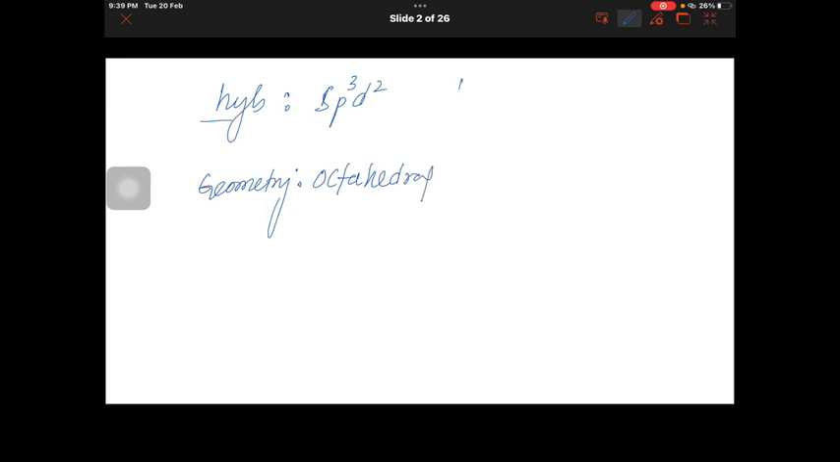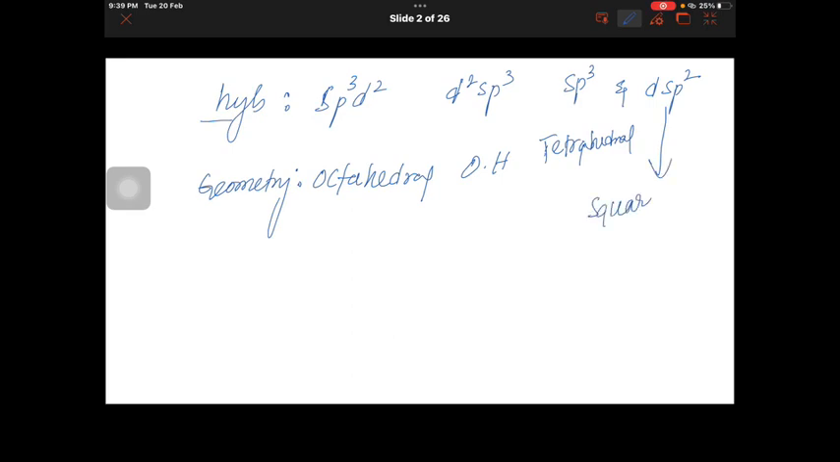For that, take hybridization: sp3d2, geometry octahedral; d2sp3, octahedral; sp3 and dsp2 hybridization. sp3 hybridization is tetrahedral; dsp2 is square planar.